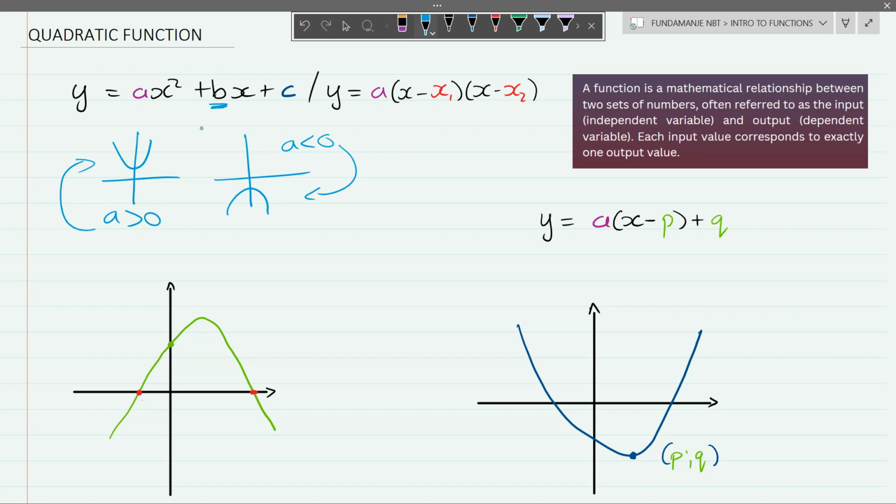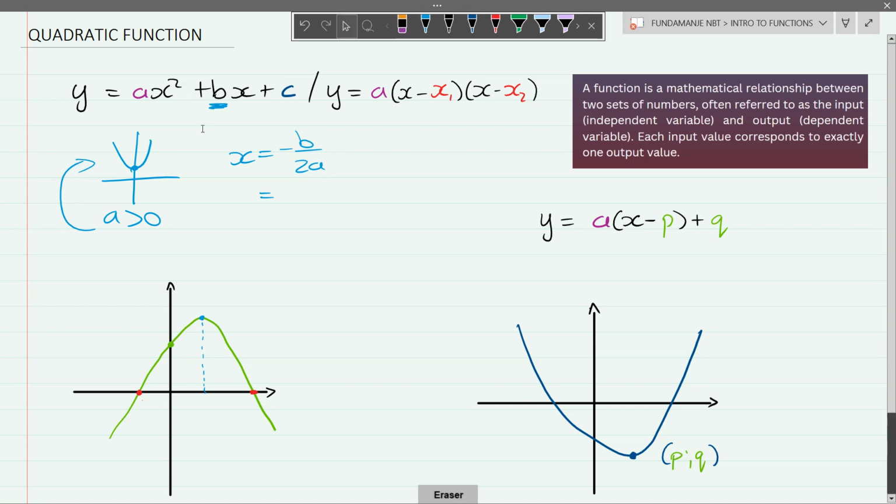B we don't really concern ourselves with, but B is especially useful when we're trying to find the coordinates of the turning point. This is because B is responsible for the horizontal shifts. And when we use B in conjunction with A, we get the formula x is equal to minus B over 2A. This formula gives us our x value of the turning point on our function. So that's another useful formula to remember under this topic. So we have x is equal to minus b over 2a.